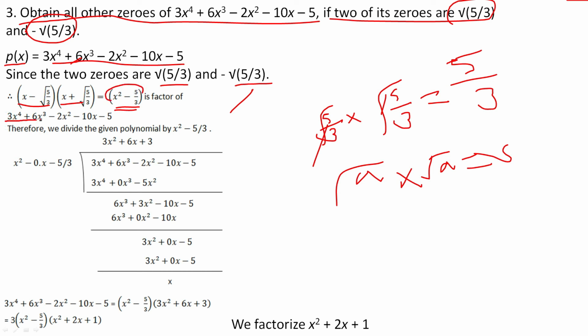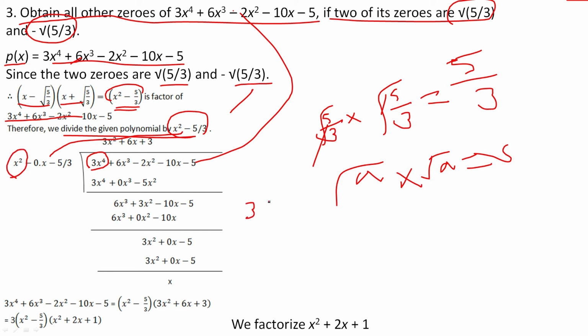That identity we are using here to get the factor. So we divide the given polynomial by x square minus 5 by 3. This factor, we are going to divide the given equation with. This is the dividend, and this is the divisor. When you divide 3x power 4 by x square, you will get 3x square.